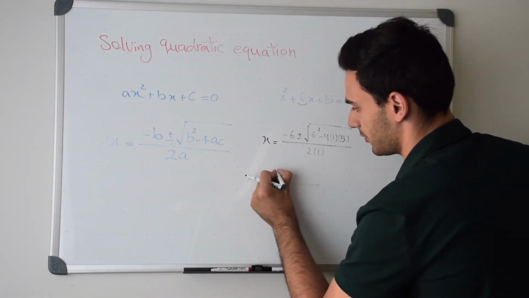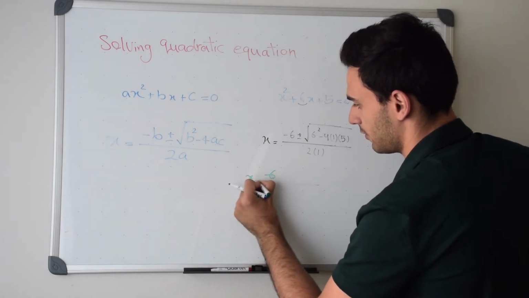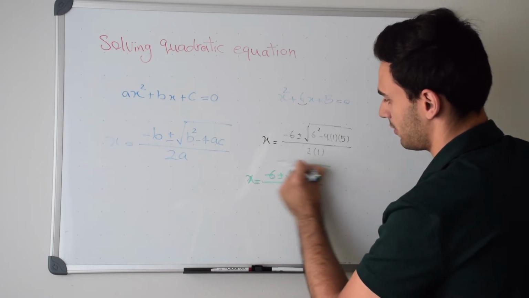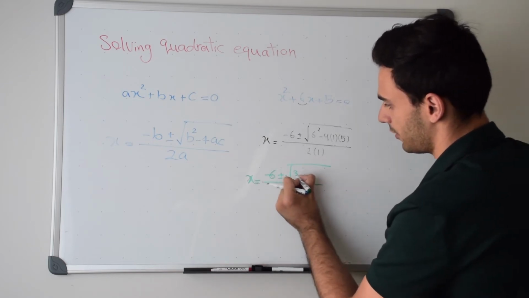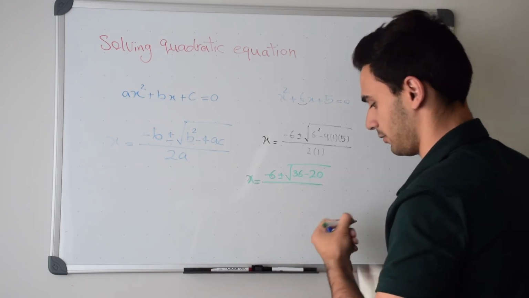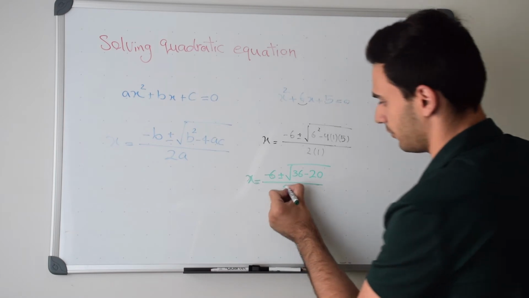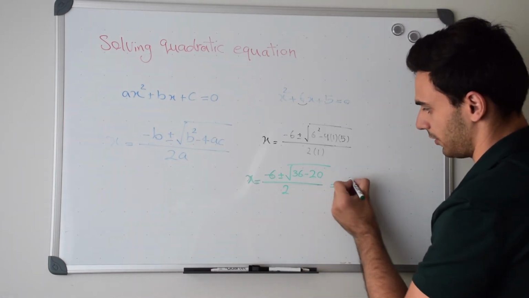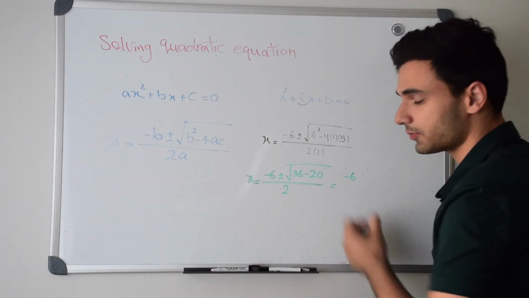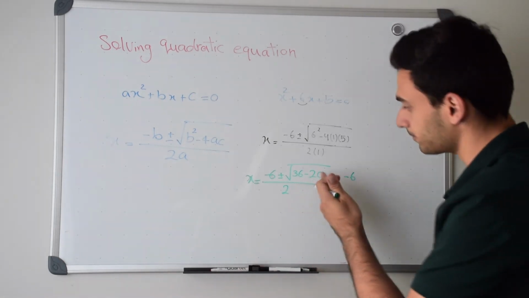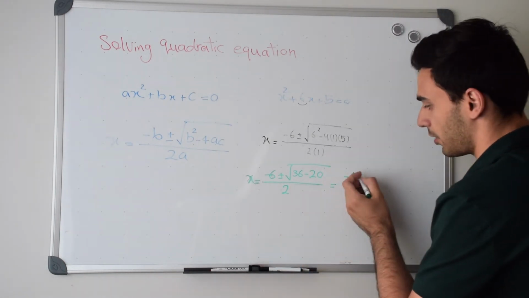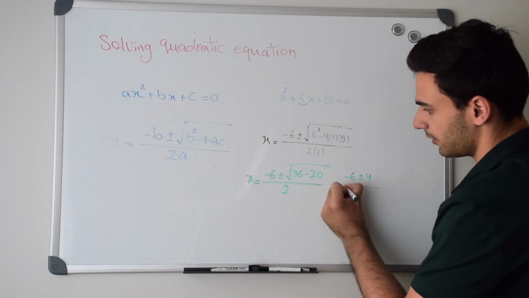x is going to be minus 6 plus or minus the square root of 36 minus 20, over 2, which is going to be equal to minus 6. So under the radical sign we have 36 minus 20, which will be 16. The square root of 16 is 4. So minus 6 plus or minus 4, divided by 2.